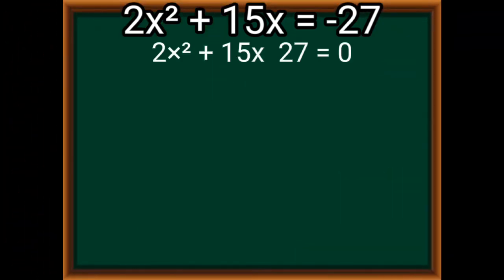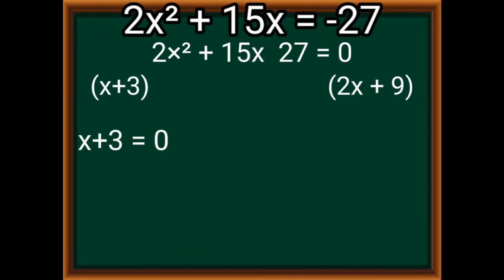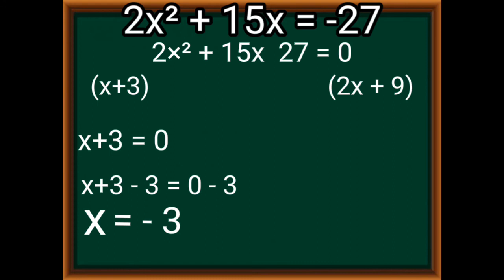Let's go back here because we got the factors of our given equation: the quantity x plus 3 and the quantity 2x plus 9. Let's use the zero product property. x plus 3 equals 0. Use the addition property of equality. Add negative 3 to both sides and simplify. Copy the x, cancel out positive 3 minus 3, and 0 minus 3 is negative 3. So x is equal to negative 3.